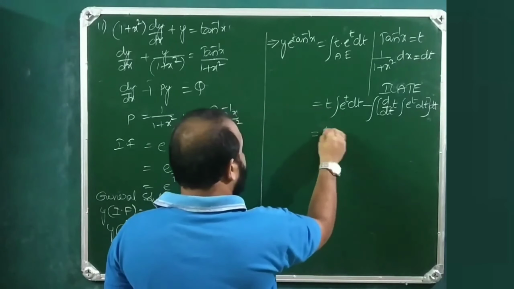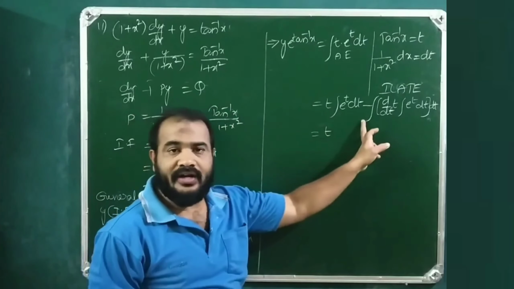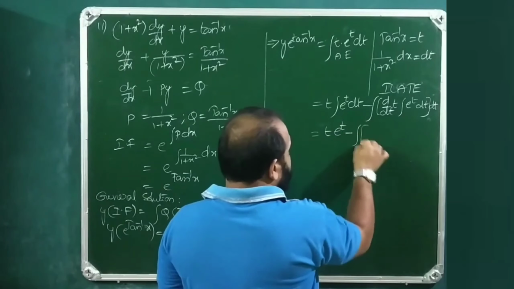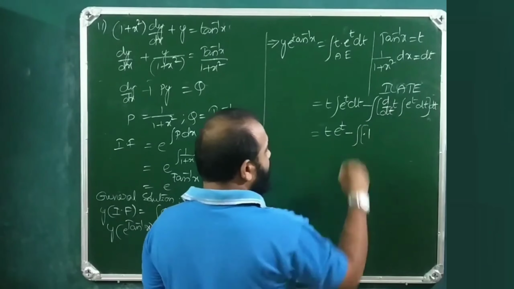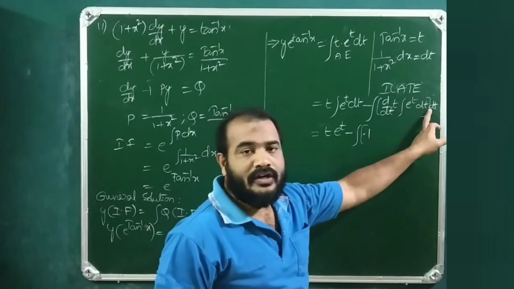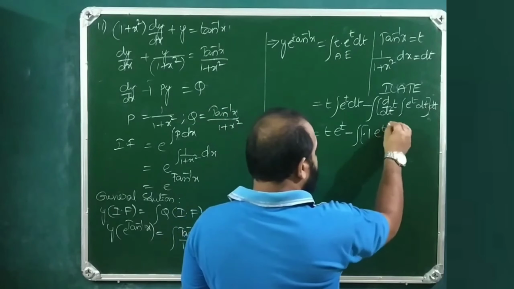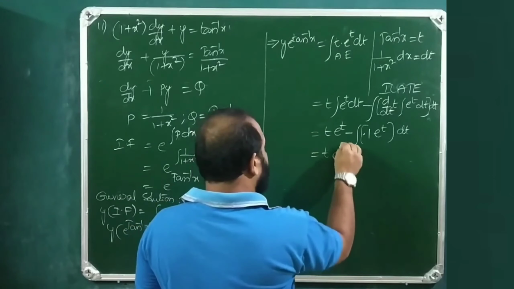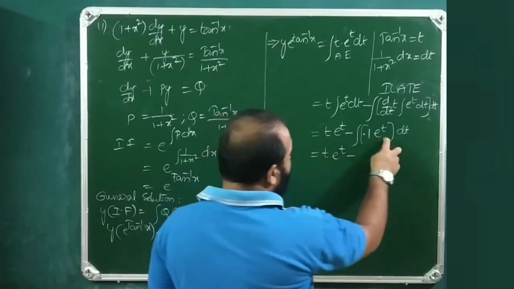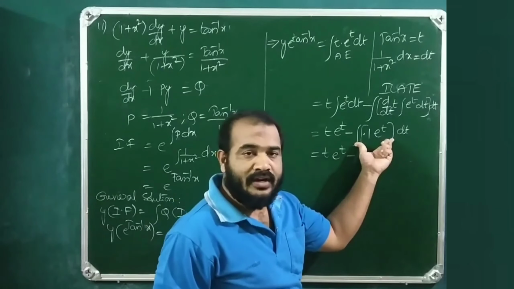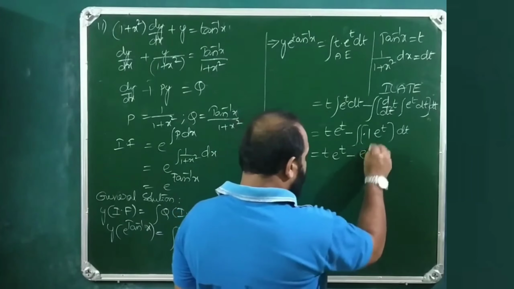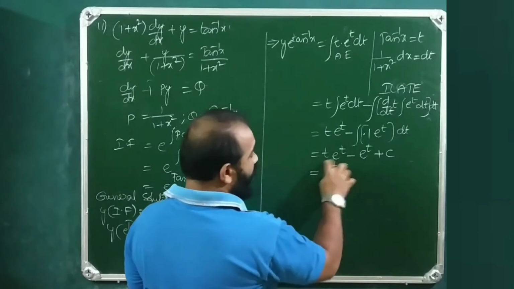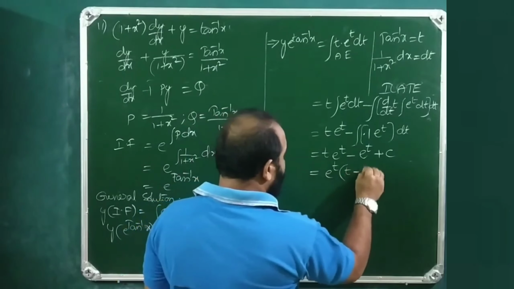This is equal to t into integral e power t dt, which is e power t, minus d by dt of t, which is 1, into integral e power t dt, which is e power t, dt. This is equal to t e power t minus 1 into e power t, which is e power t, plus constant of integration c. Let us take e power t as common in both of them. Then this is e power t times (t minus 1) plus c.